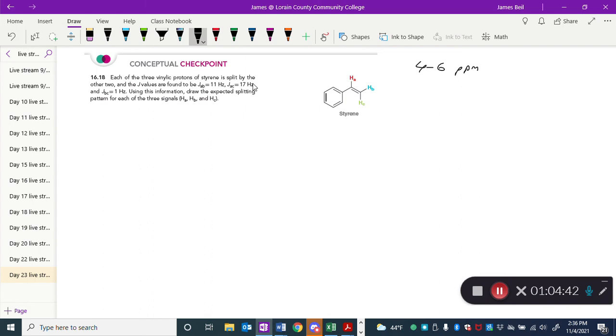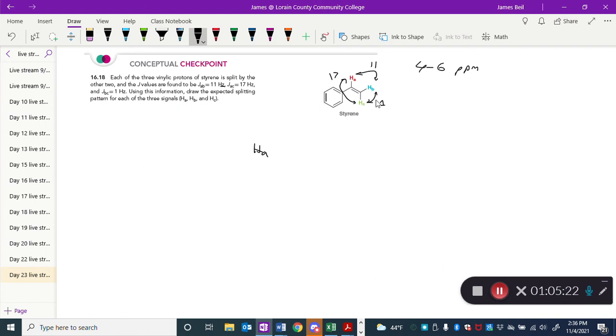It says A is splitting B with a coupling constant of 11 hertz. C is splitting A with a coupling constant of 17. And B is splitting C with a coupling constant of 1. And coupling constants go both ways. So if B is splitting C with a coupling constant of 1, C is splitting B with a coupling constant of 1. That means the distance between the peaks is short versus the larger distances over here. Right? So what would the splitting patterns be expected to be?